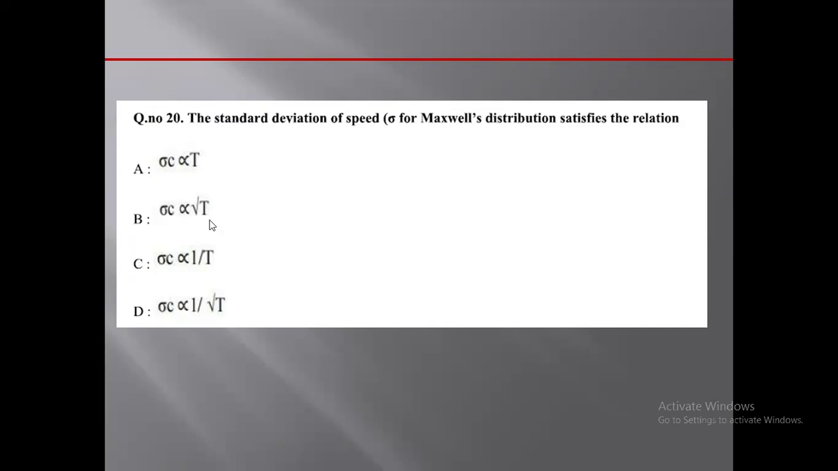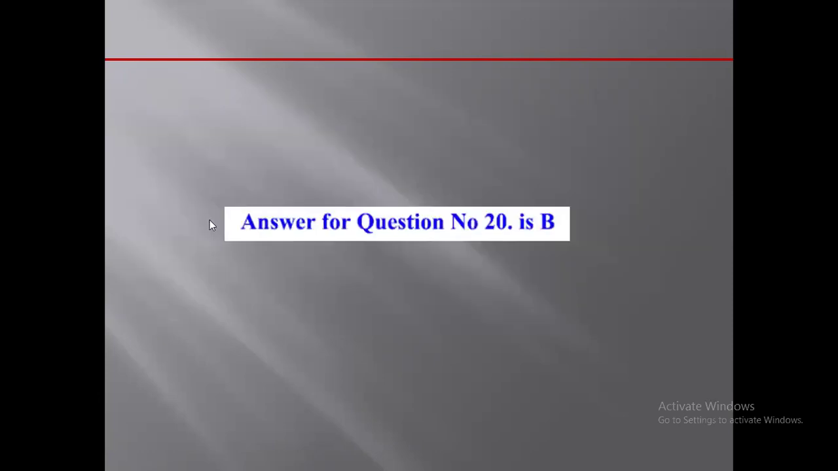Why? See here, sigma C is the speed. It is directly proportional to the square root of T. T is the temperature.